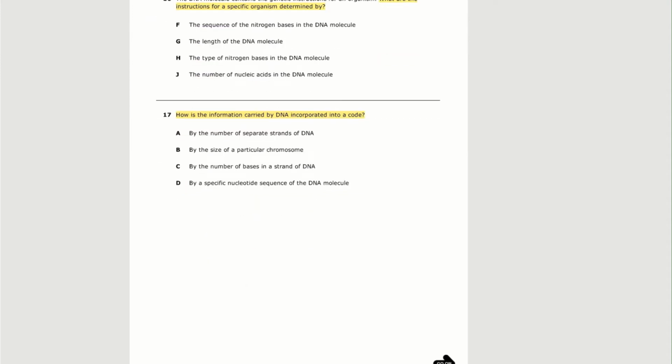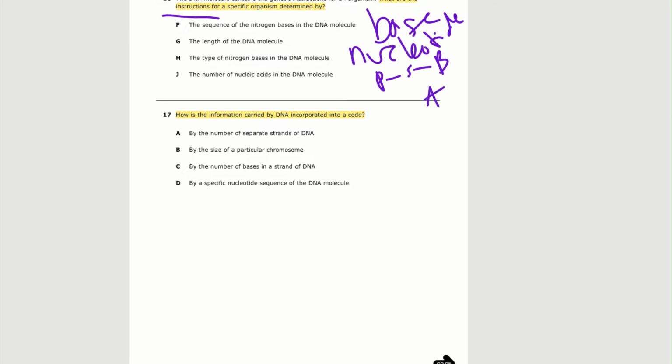The DNA molecule contains the genetic instructions for an organism. You know that. What are the instructions for a specific organism determined by? Let me see. In DNA, it's all about the base. And the nucleotide is phosphate, sugar, base, ATGC, right? So I know all of this.